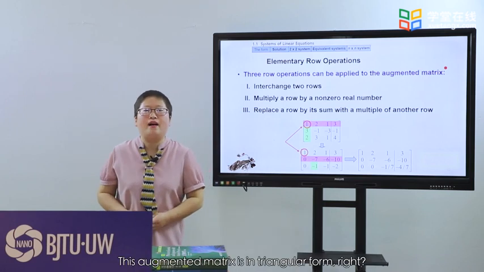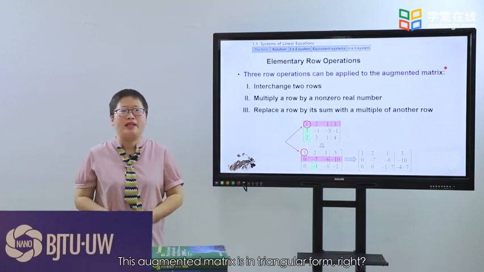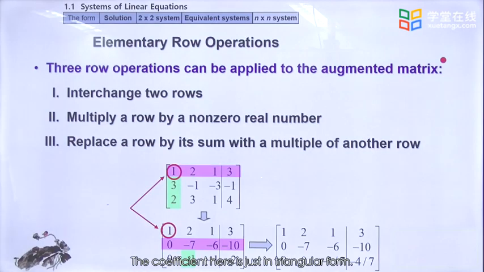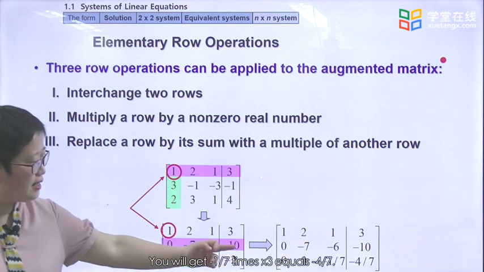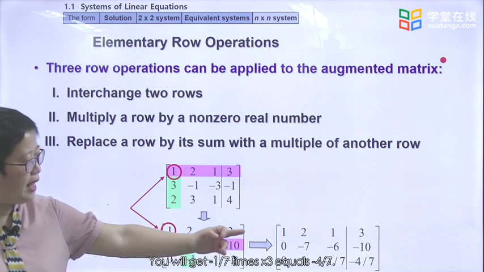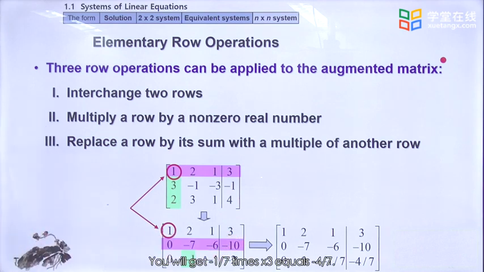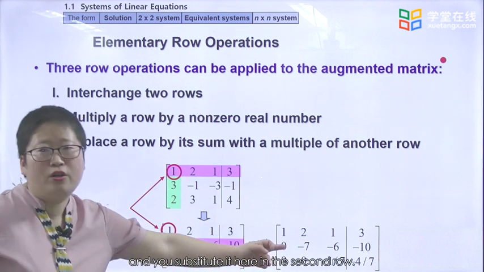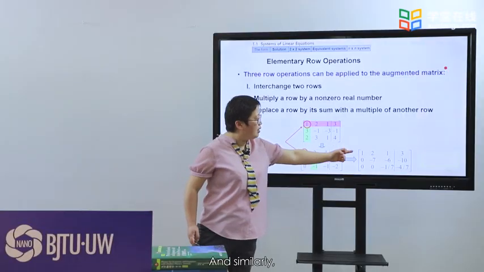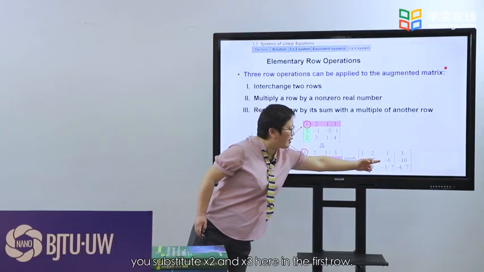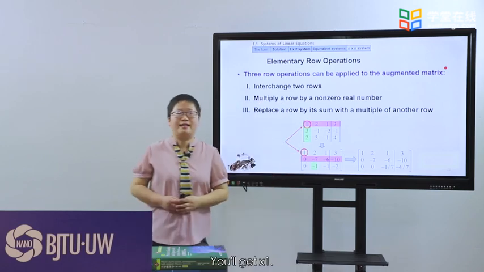Okay, this augmented matrix is in triangular form, right? So the coefficient matrix is in triangular form. So immediately you can get a solution, right? From the third row, you will get -1/7 times x3 equals -4/7. So what is x3? x3 should be 4. After you get x3 equals 4, you substitute here and use the second row, you will get x2. And similarly, you substitute x2 and x3 in the first row, you will get x1.